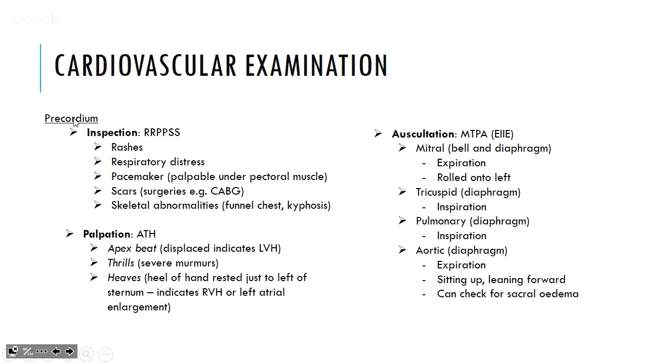So then we move on to the precordium and the chest. So inspection, so RRPPSS, so rashes, respiratory distress, checking for any pacemaker or any scars of past surgeries, and any skeletal deformities like funnel chest or kyphosis. And then for palpation, just feel for the apex beat here, and then the thrills, you do it over each of the valvular areas, so mitral, tricuspid, pulmonary, aortic.